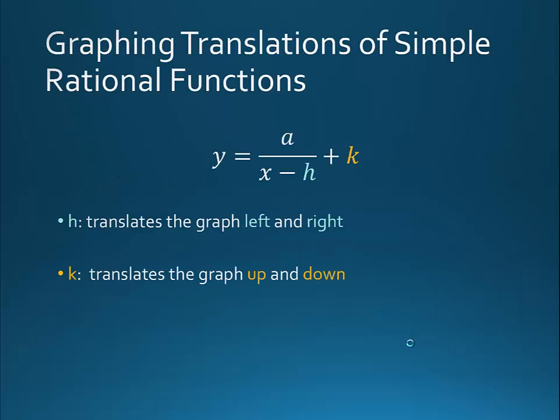Now, graphing translations of simple rational functions. We have our form y equals a divided by x minus h plus k, where h translates the graph left and right. So if we have a negative h, that will move right. And if we have a positive h, that would move left. And then k translates the graph up and down. So if we have a negative k, that goes down. If we have a positive k, that moves up.